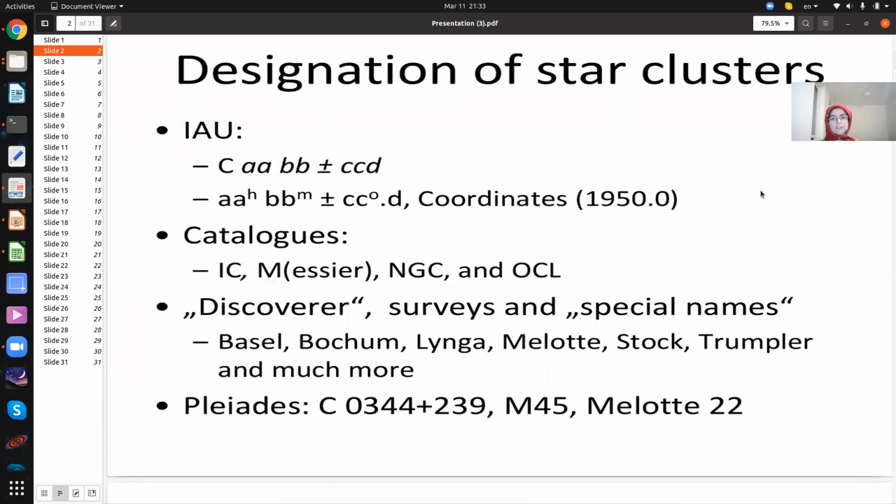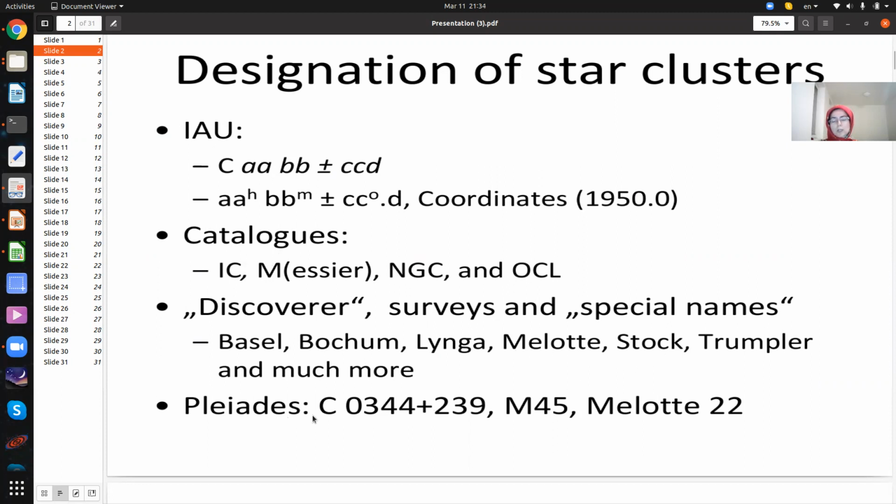We have different designations of star clusters. For example, for the cluster of Pleiades, we can call it by different names. For example, in the IAU, in galactic coordinates, or in different catalogs like IC, Messier, NGC, and OCL. Also, someone who discovers a cluster may want to name it with their own name, for example, Bochum, Basel, Linga, Melotte, Stark, and others.